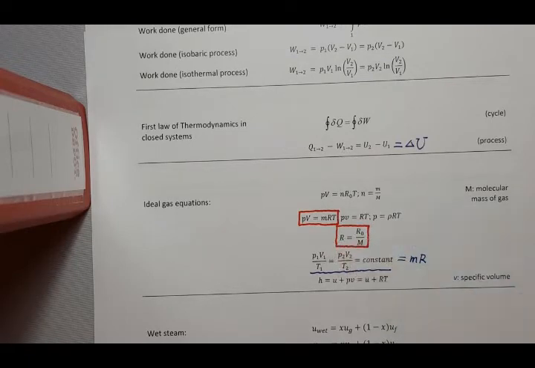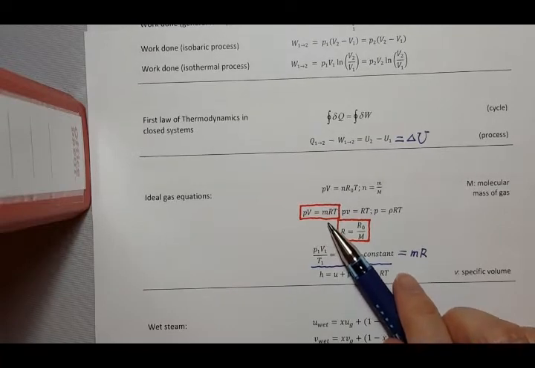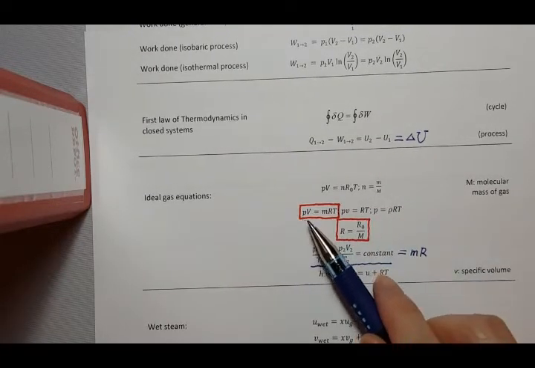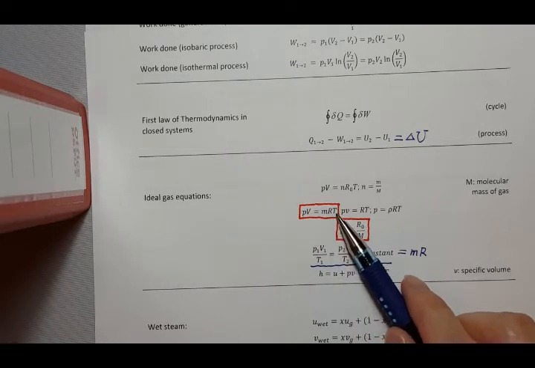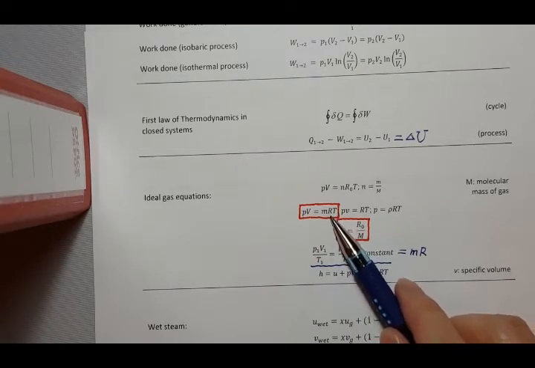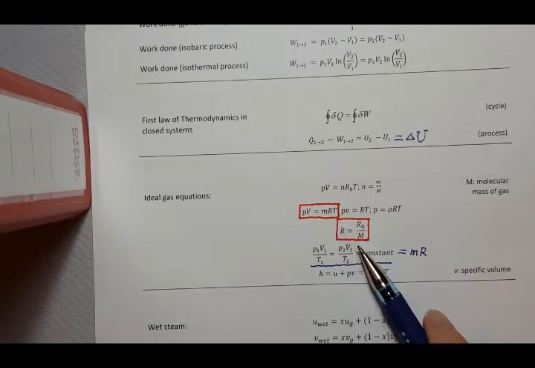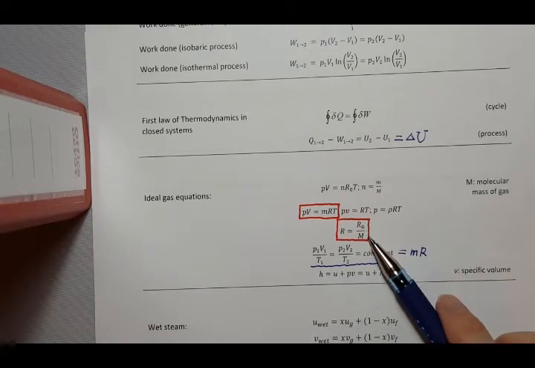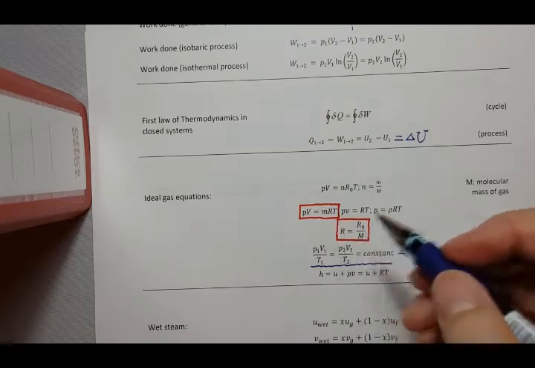going to use, the first one, is PV is equal to mRT. The only thing in here is that we know this is pressure, volume, mass, temperature. And this is R. R is called a specific gas constant, and R is calculated by using this equation: R0 divided by M. Be careful, this is capital M, so it's not that m.